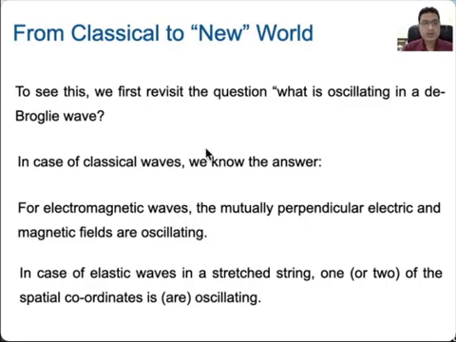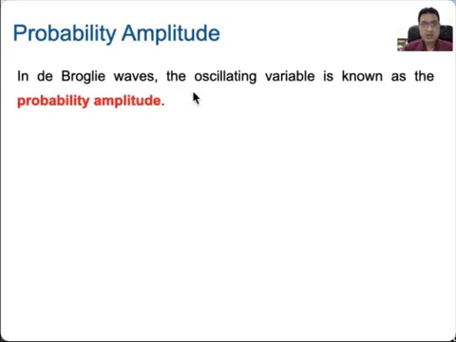Now we have to ask what is oscillating in the quantum waves, or in the de Broglie wave. In the de Broglie wave, the oscillating variable is known as the probability amplitude. So this is the first concept that you are going to learn today. So what is probability amplitude?